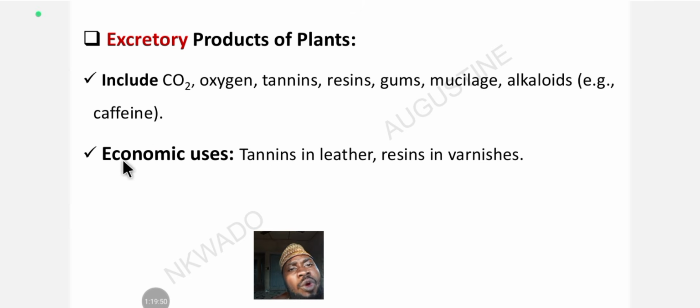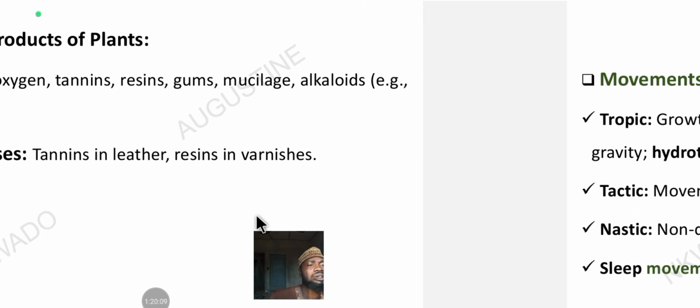All right. So now the economic uses of these excretory products of plants. Okay, they are beneficial to the economy. They are useful to us. All right. Tannins are used in the manufacture of leather. Resins are used in varnish, to make all those varnishing creams. All right. So that's that for that.